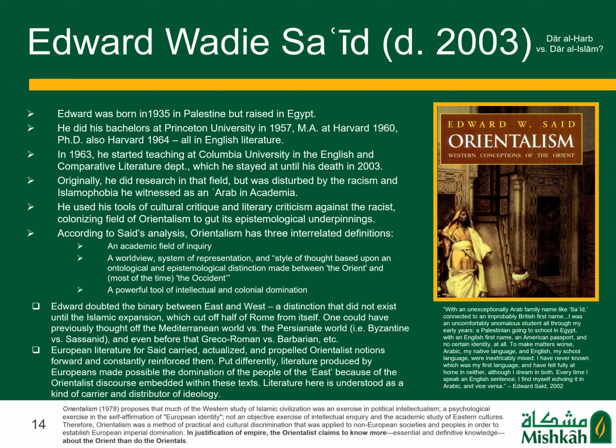And he was disturbed by the racism and Islamophobia that he witnessed as an Arab in academia, even though he was a Christian Arab. He says, wow, there's all this anti-Arab, anti-Islam rhetoric. Even though I'm not Muslim, I know that's not what Islam is. I know that's not what Muslims believe or do, and he could see the racism. So he used his tools of cultural critique and literary criticism against the racist colonizing field of Orientalism to gut its epistemological underpinnings.